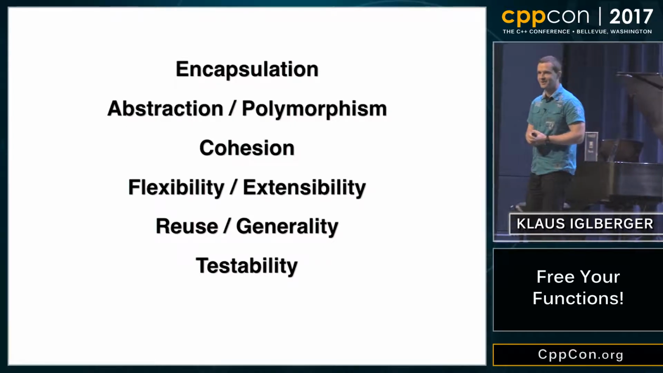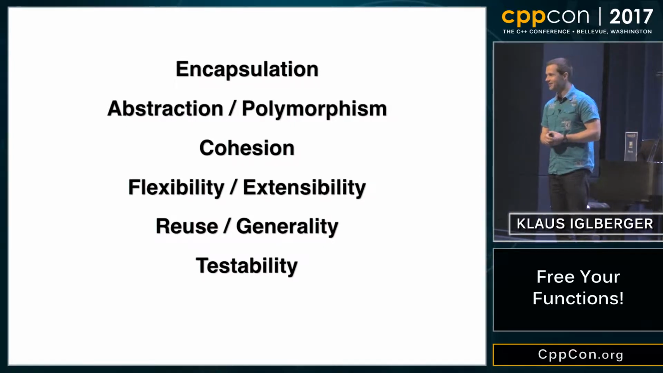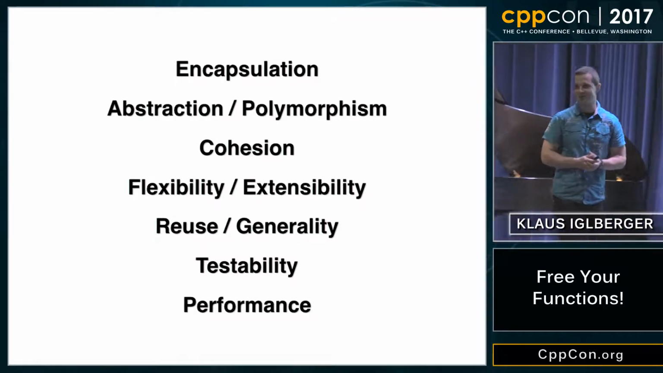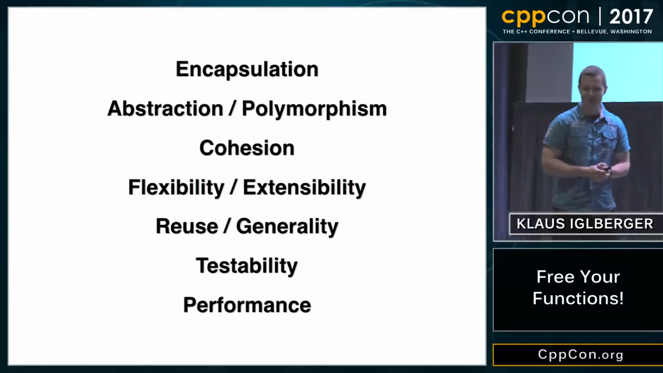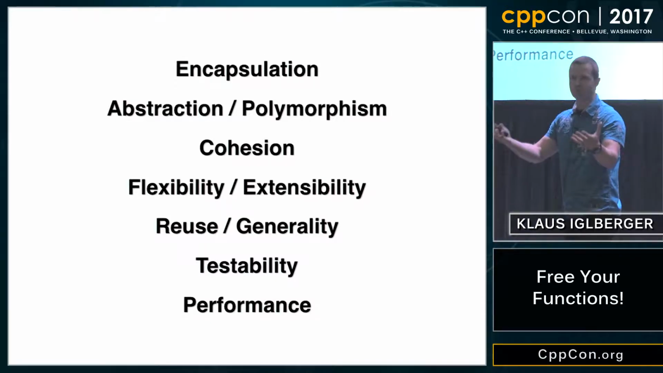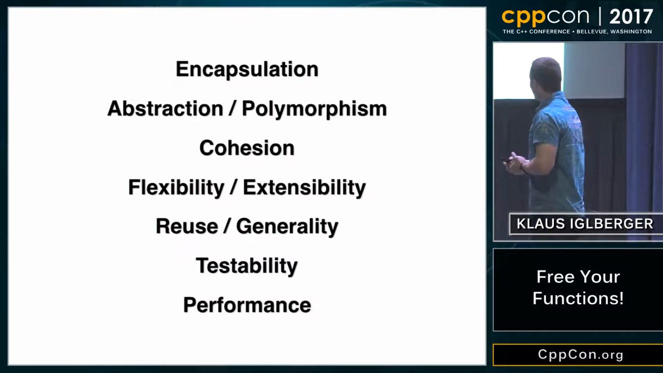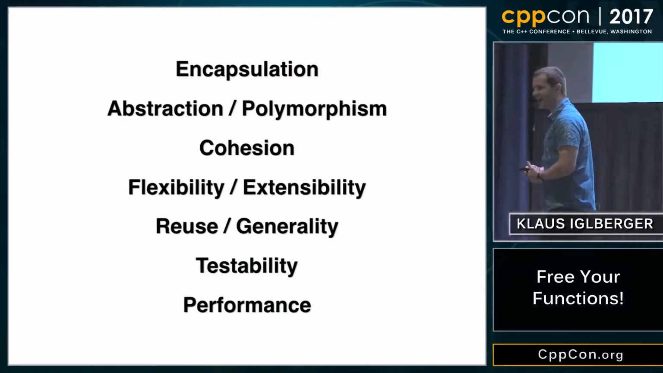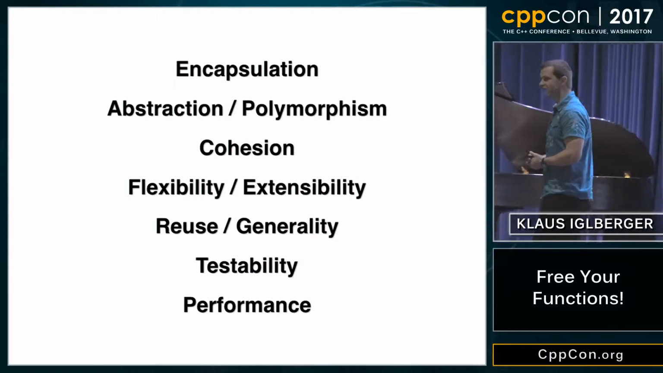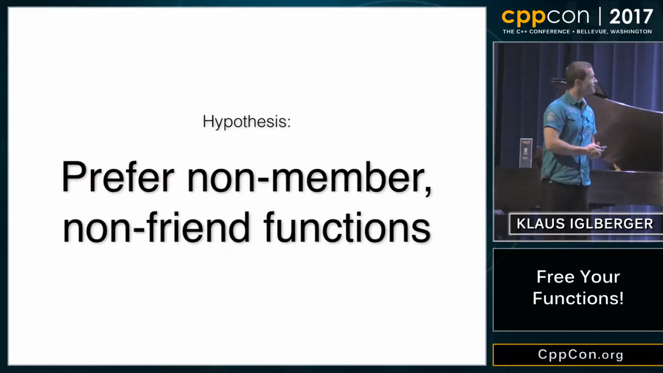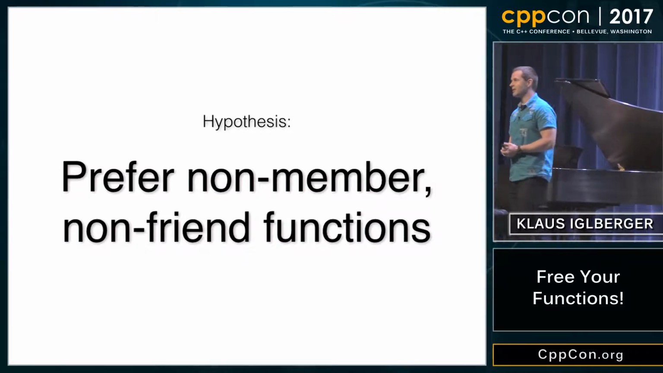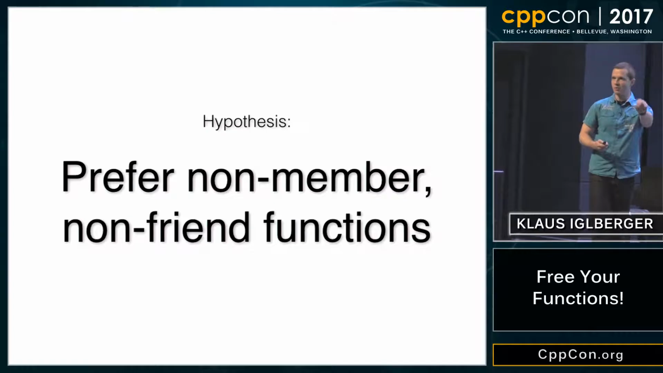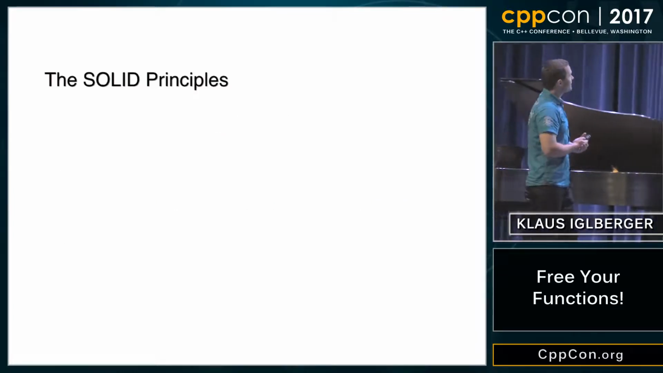Testability. Okay, 90%, my guess. And performance. Okay, that's the ultimate argument for every C++ programmer, isn't it? We all want performance. All right, so I feel we have some common ground here. Now I'm bold. I go ahead and give you a hypothesis, which I'm then trying to prove. The hypothesis is: prefer non-member, non-friend functions. Okay, and I'll try to prove this point by point, item by item.